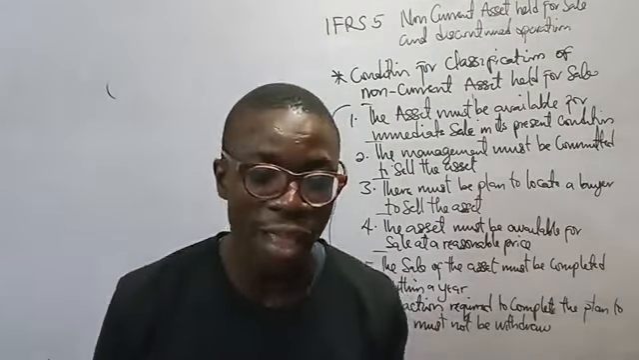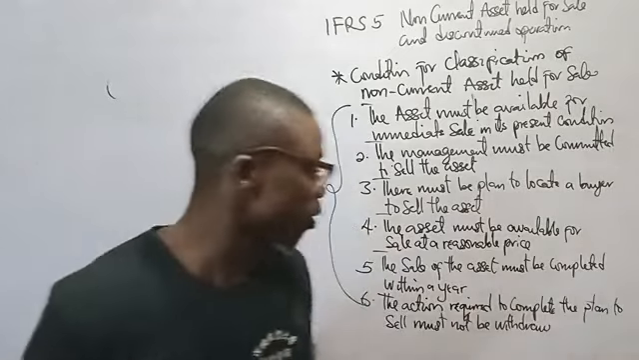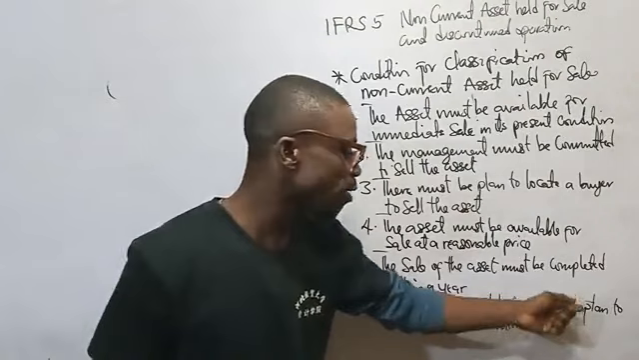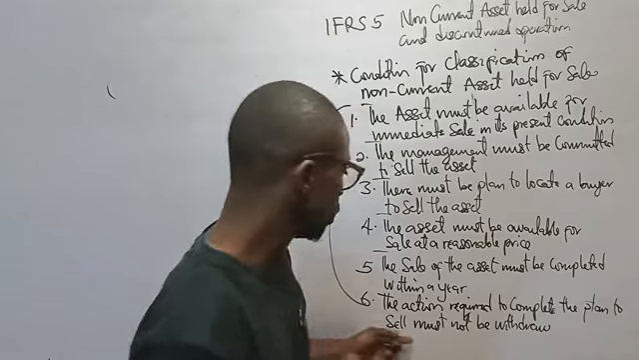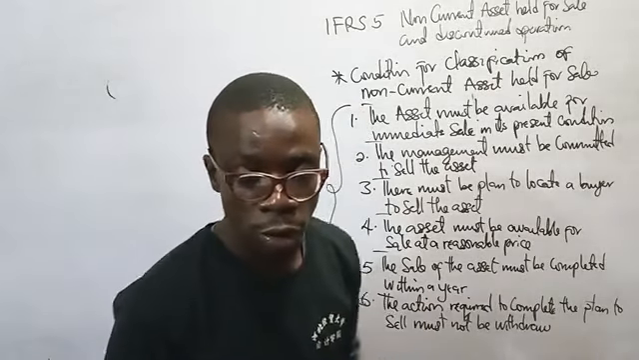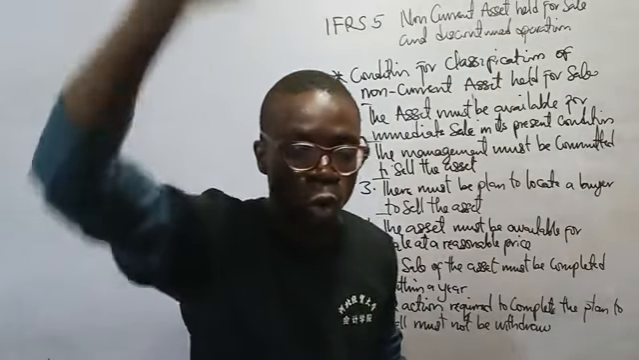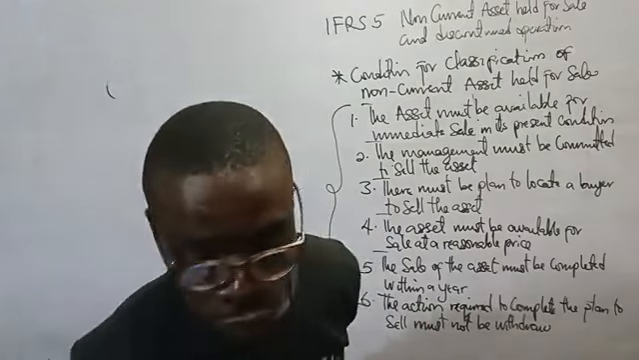That's why an asset held for sales is under current asset. Now, lastly, the action required to complete the plan to sell the asset must not be withdrawn. That means once it is withdrawn, you will classify that asset as PPE. It will no longer be an asset held for sales again.